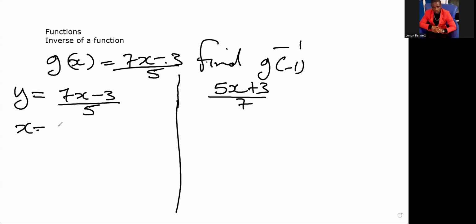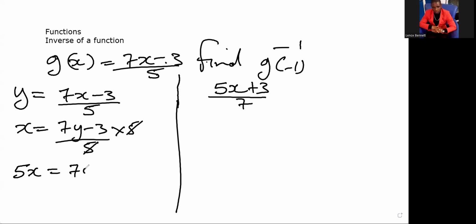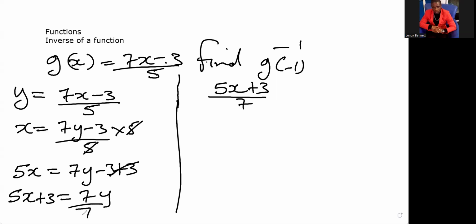Interchange x for y and y for x. So now we solve for y. So we multiply by 5. Then we get the plus 3, we take the inverse. So we add 3 to both sides. Final step, divide by 7. All right, so that's the inverse, as we already established.